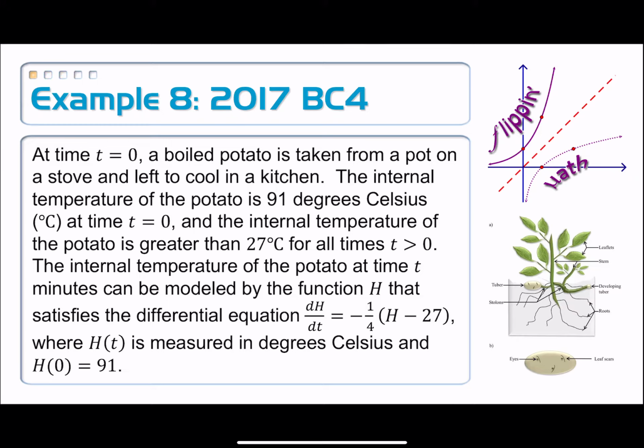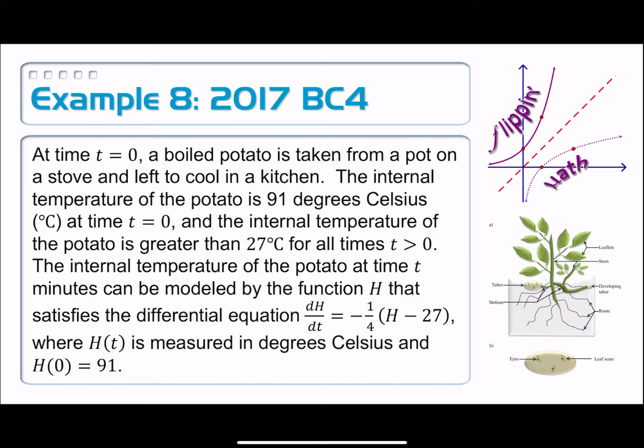At time t equals 0, a boiled potato is taken from a pot on a stove and left to cool in a kitchen. Okay, so I gave you a nice little scientific illustration of the different parts of the potato just in case it might help you on this question. The internal temperature of the potato is 91 degrees Celsius at t equals 0, and the internal temperature of the potato is greater than 27 degrees Celsius for all times t greater than 0.